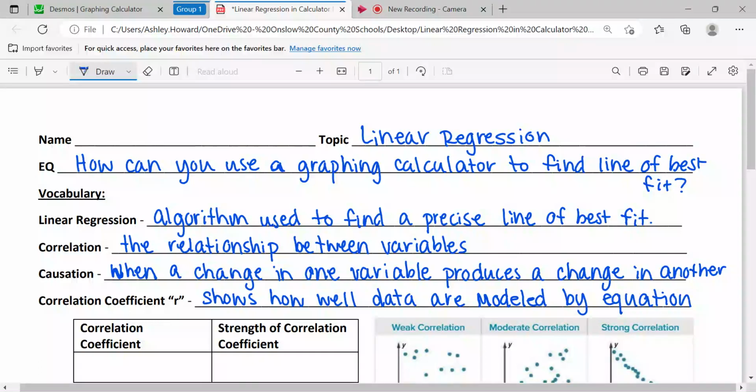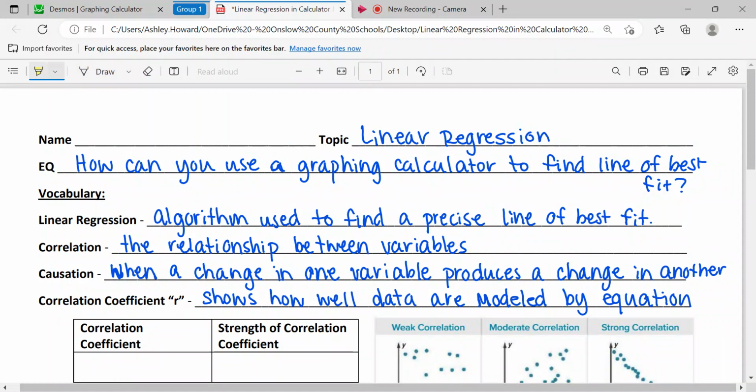So today we're going to be talking about linear regression, and we're still talking about line of best fit, and we're going to be doing that in the calculator. So our essential question today is, how can you use a graphing calculator to find the line of best fit? So we've got a few vocabulary words to go through today that are going to be relevant to the lesson.